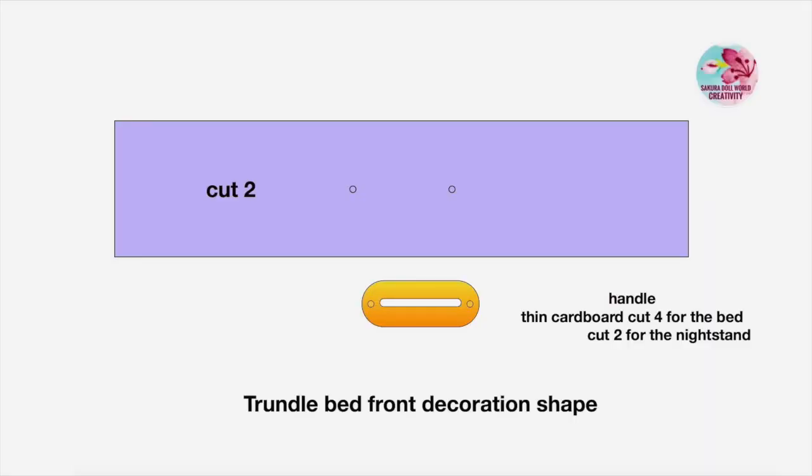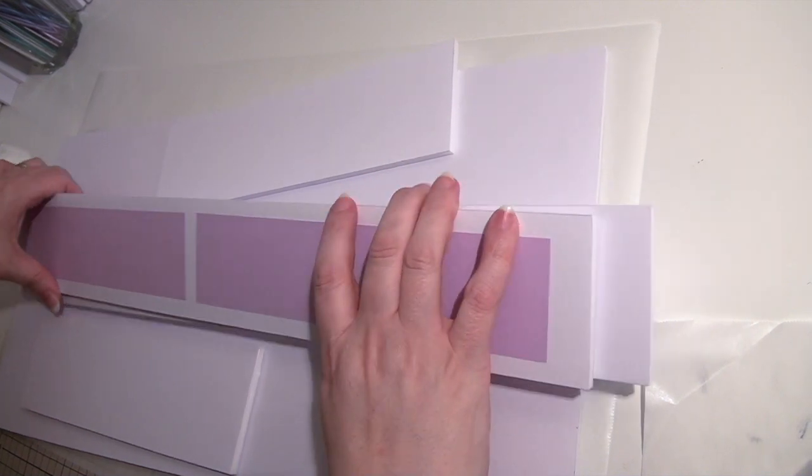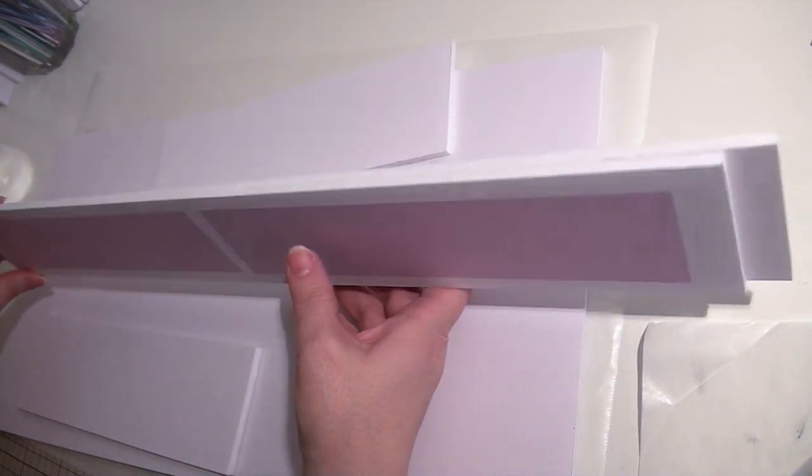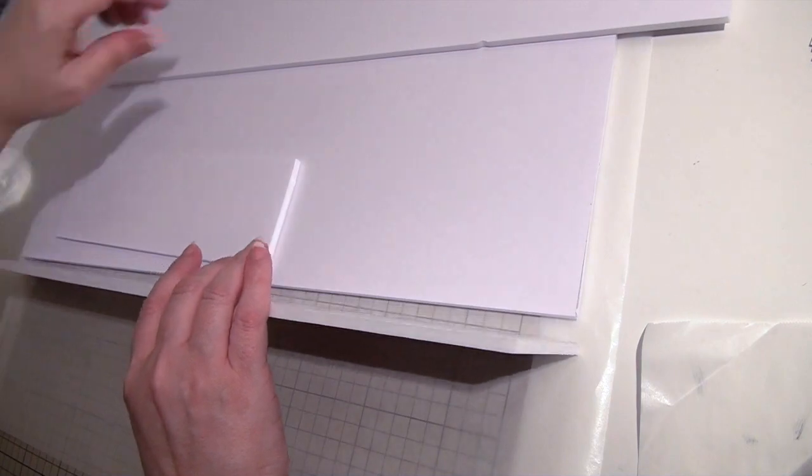Use our print shape for the handle and the drawer front design. Trace the paper on the color paper and don't forget to mark the position for the handle. The handle we will make later.